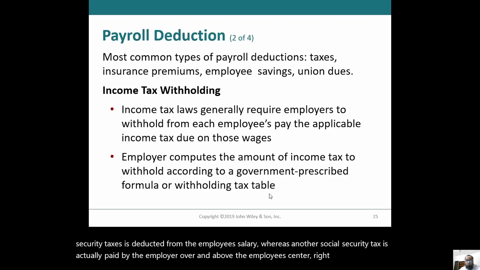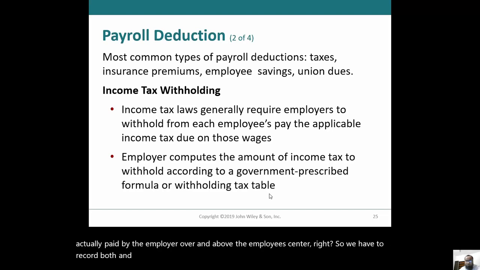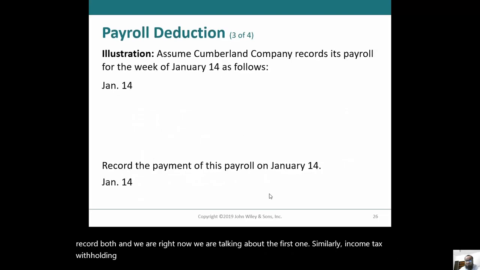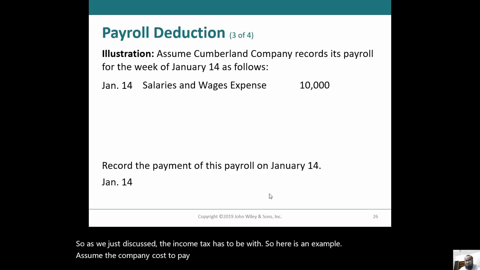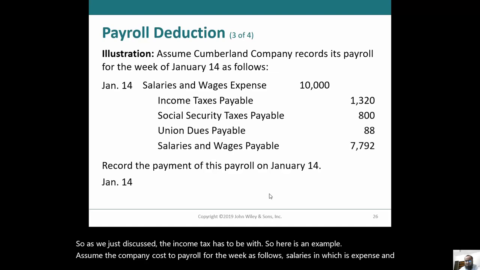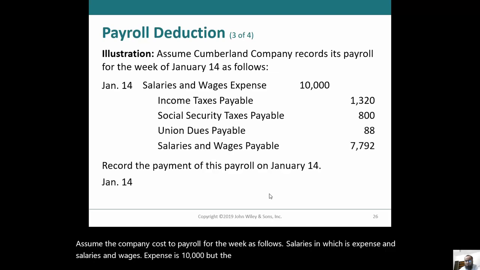So we have to record both, and right now we are talking about the first one. Similarly, income tax withholding. As we just discussed, the income tax has to be withheld. So here is an example. Assume the company records the payroll for the week as follows: salaries and wages expense is 10,000, but the salaries payable is actually 7,792 because there are certain deductions.